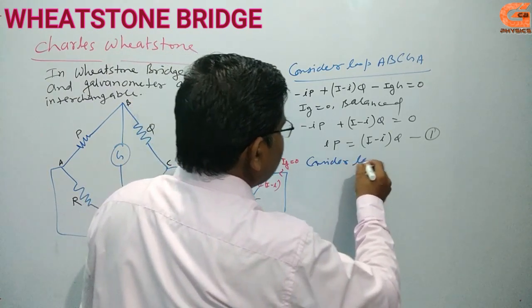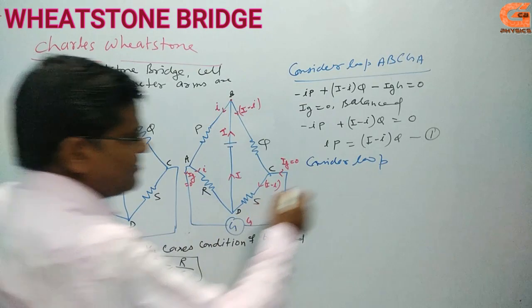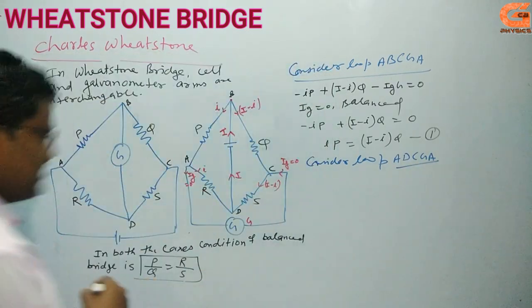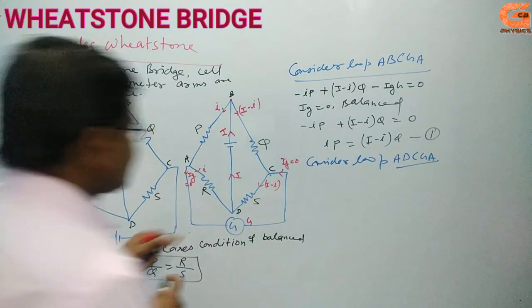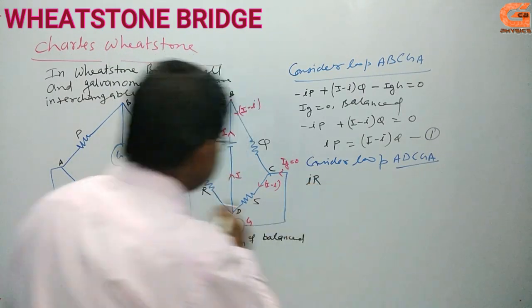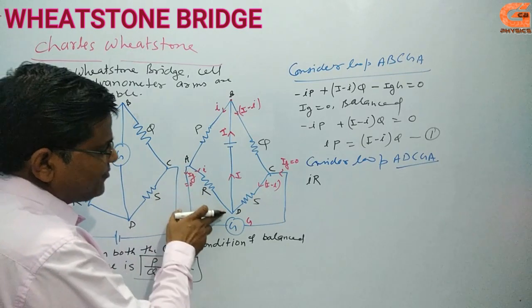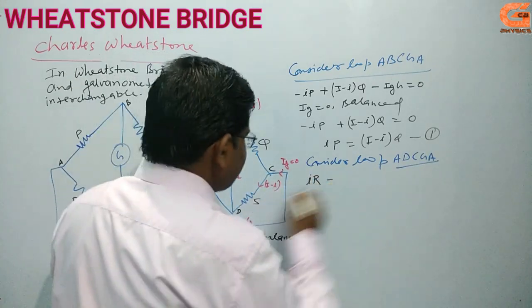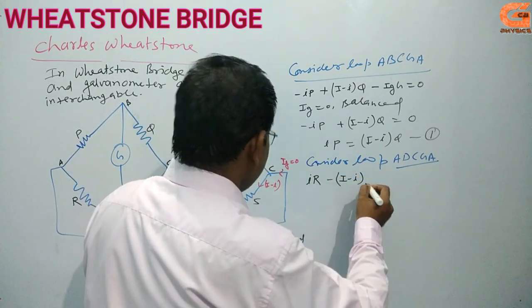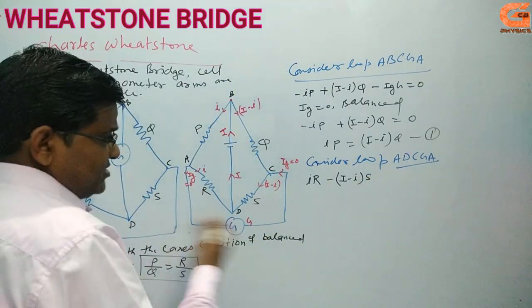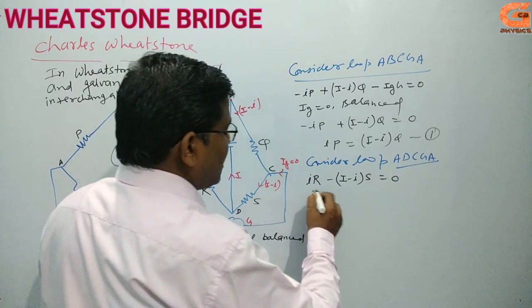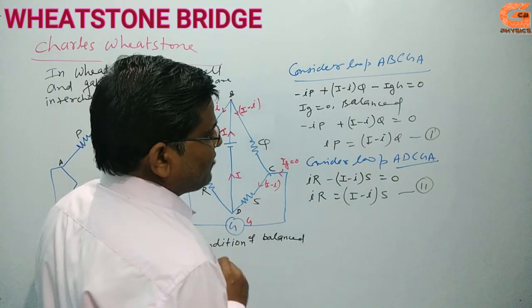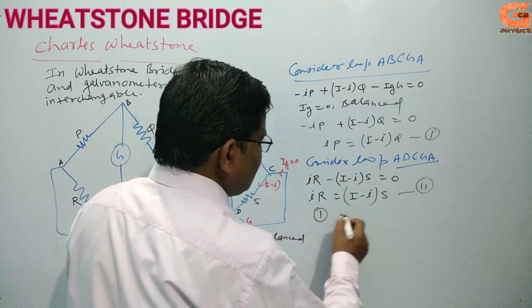Also consider another loop. Which loop? Consider loop ADCGA. Then the current is I1 R, because it is positive, A to D it is positive. Then the current in DC, suppose in the opposite direction, then consider (I minus I1) into S, and this is 0. Then don't worry, and I1 R is equal to (I minus I1) into S. Equation number 2. Easily you can find the value, 1 divided by 2.